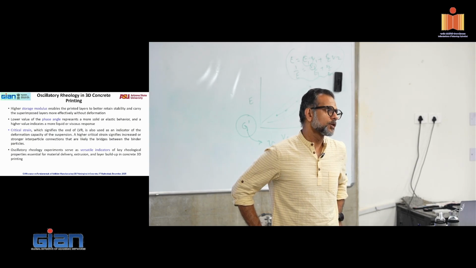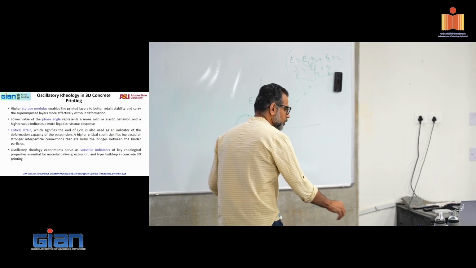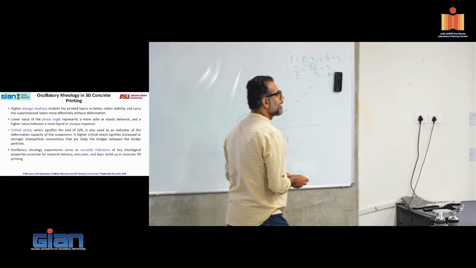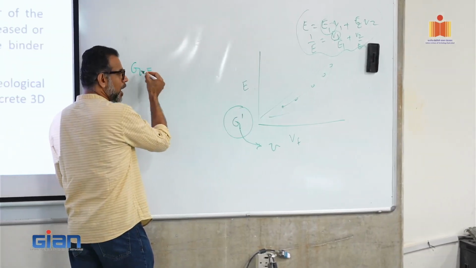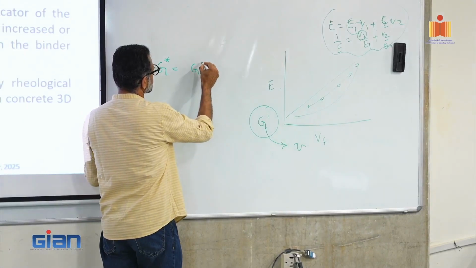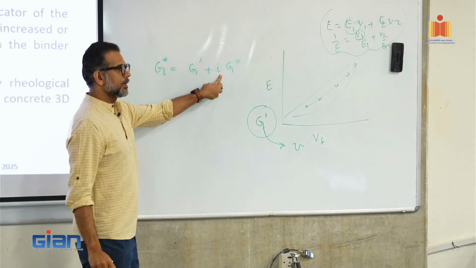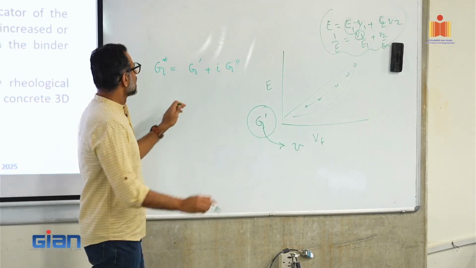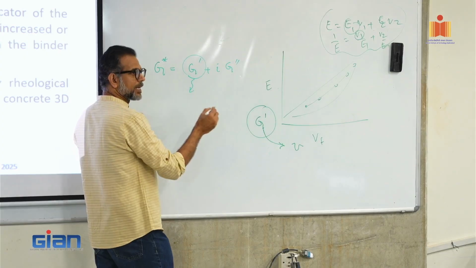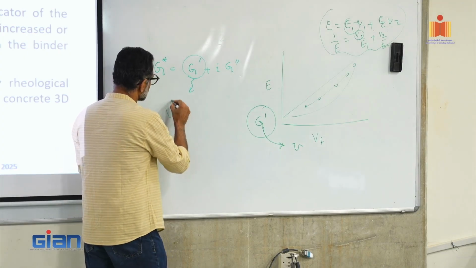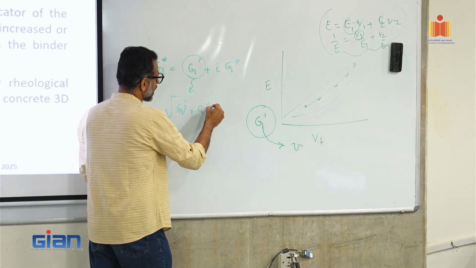Storage modulus, yeah. Stiffness is the storage modulus. If you look at complex modulus, it is your storage modulus plus the imaginary part, the loss modulus. So this is storage modulus. You can either use this alone, or if you're really creative, you can use the square root of G prime square plus G double prime square.